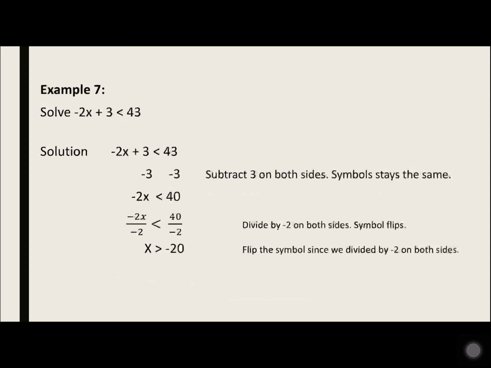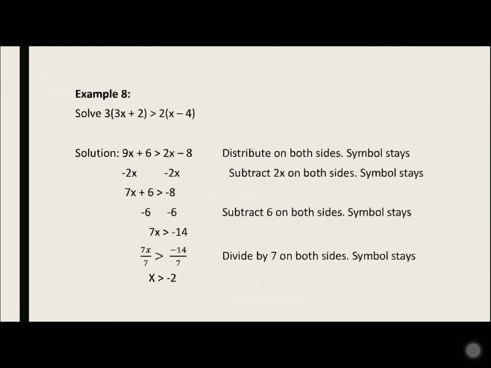Example 7. We undo add 3 with subtract 3 on both sides. We subtracted, so the symbol stays. 43 minus 3 is 40. Now divide by negative 2 on both sides. When you divide by negative 2 on both sides, the symbol turns the other way. 40 divided by negative 2 is negative 20. Remember, since we're undoing multiply by negative 2, negative 2x, we have to divide by negative 2 so that we just get x.